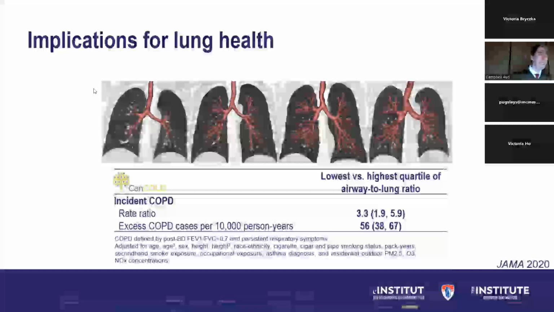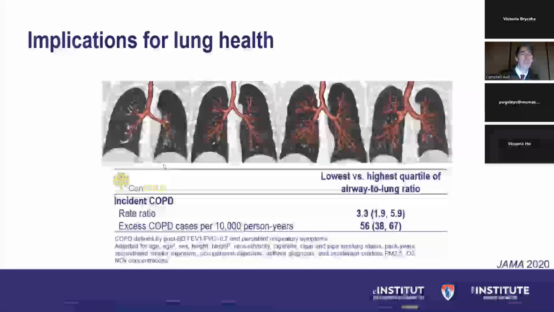Now, thinking clinically always, what are the implications for lung health? So in CanCOLD, which is an adult cohort, which some of you might be familiar with, about 1,500 Canadians sampled from 9 sites across Canada, followed over time, imaged, spirometry, etc. What we found was that, as you might expect, people at this end of the spectrum have a much higher risk of developing incident COPD. COPD here is defined by post-bronchodilator spirometry and respiratory symptoms. So I think it is clinically relevant COPD. And this was replicated in some multi-ethnic US cohorts as well.